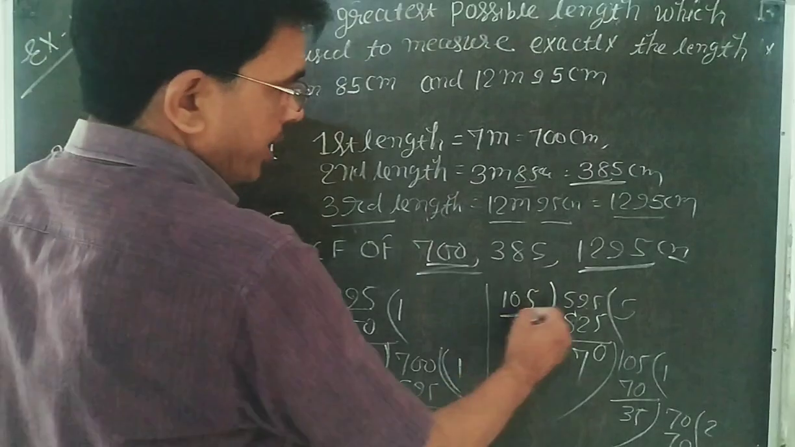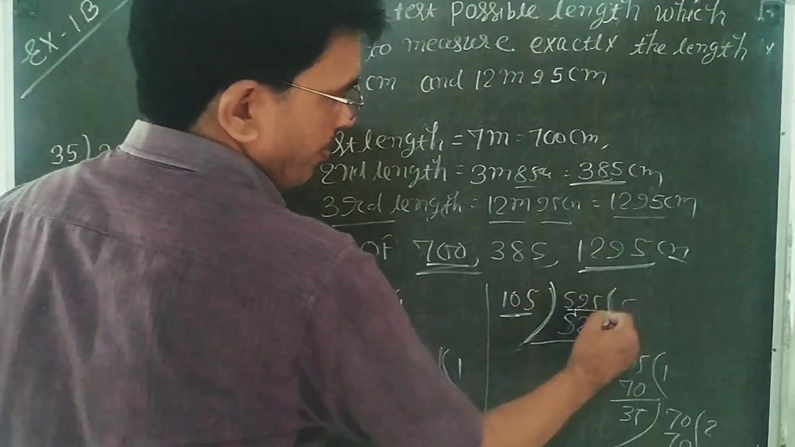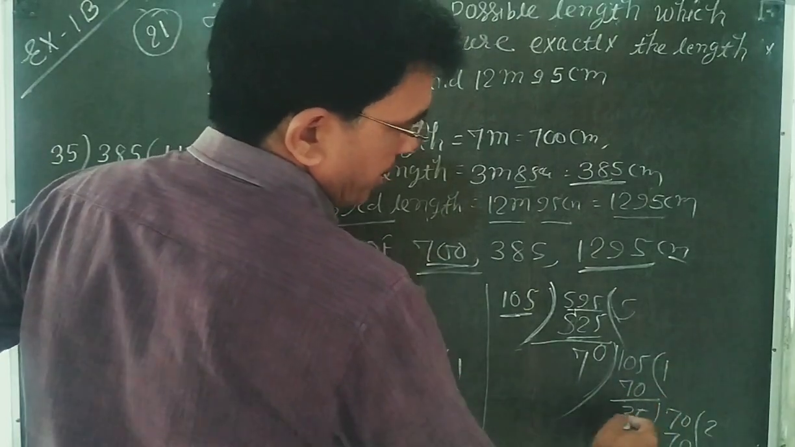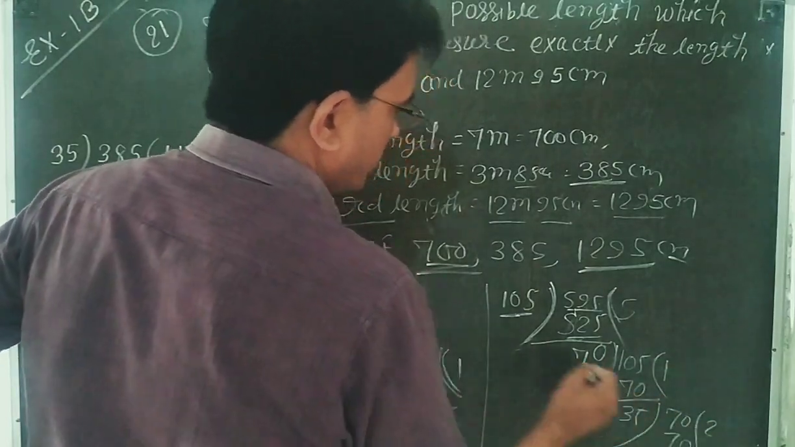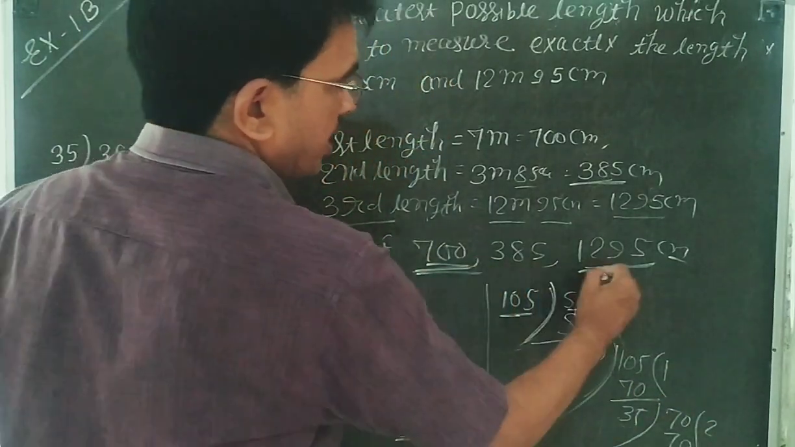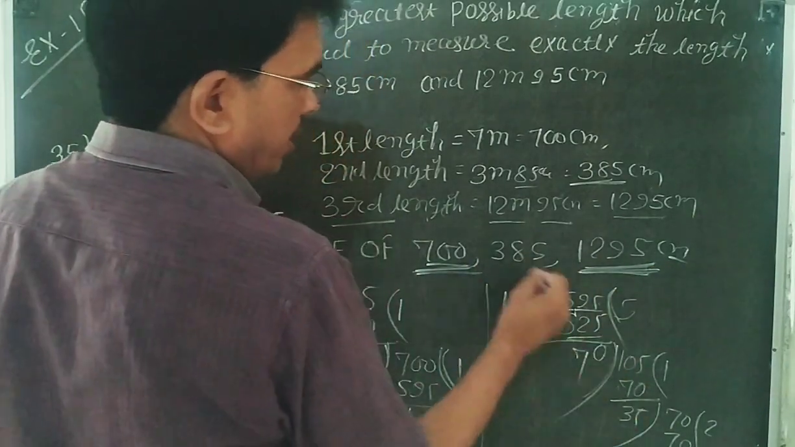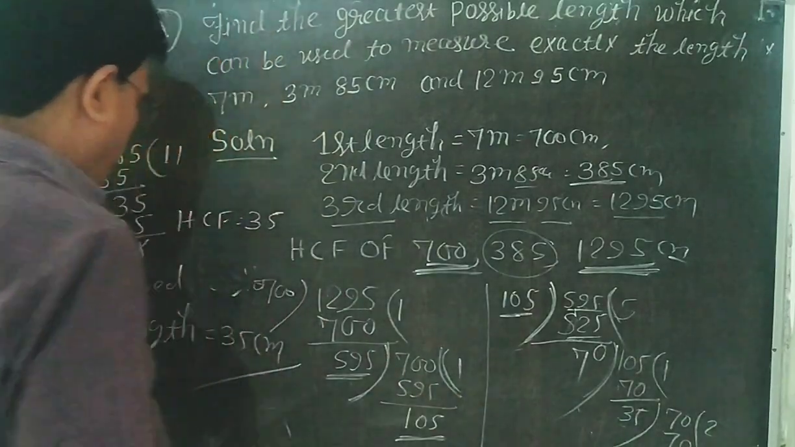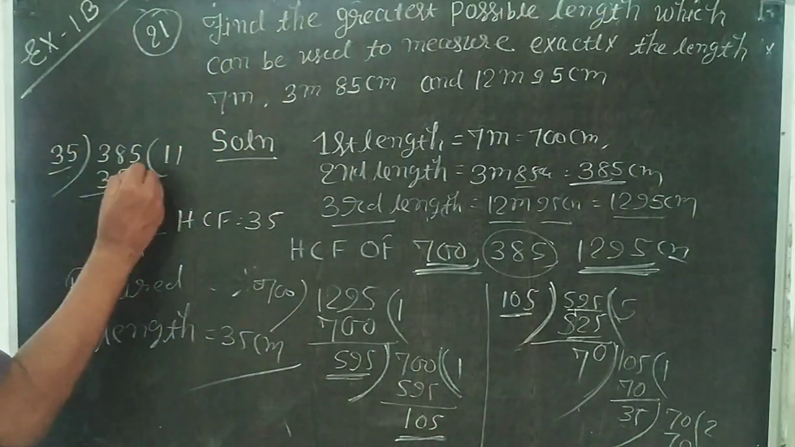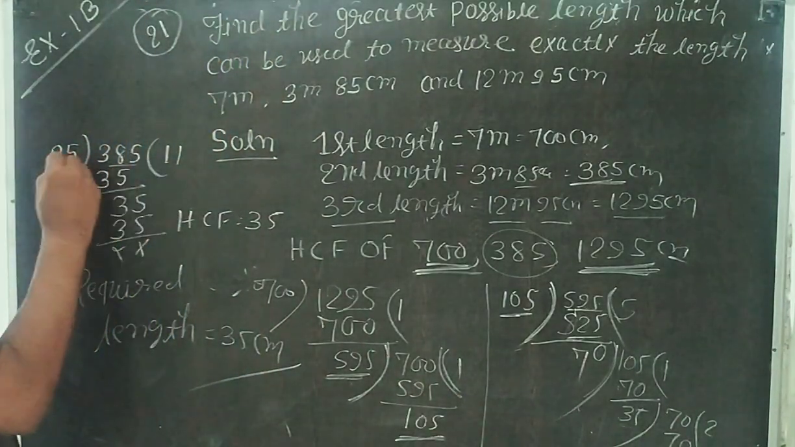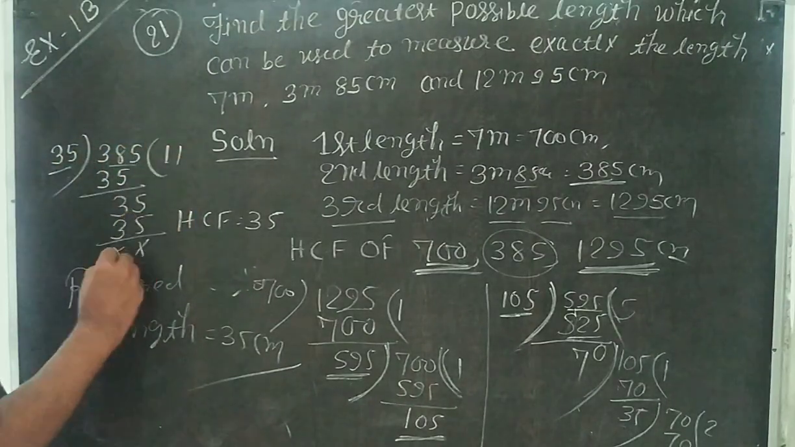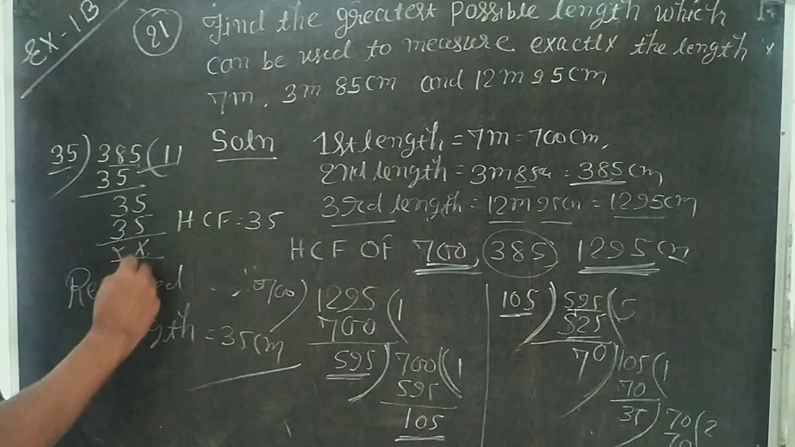Then here is 105, here is 595. Then 5 times is 525, then 70. 1 time, then 35. Divide, 2 times. So the HCF of these 2 numbers is 35. Now check the relation of 35 with 385. So now we have 35 and 385. We divide here 1 time, then 3, again 1 time, then 3. So 11 times we get 385.